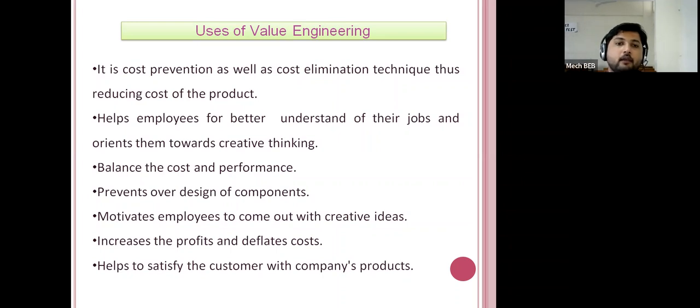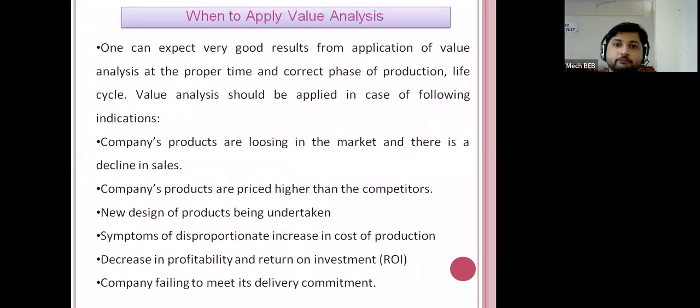Okay, so it is a cost prevention as well as cost elimination technique, thus reducing the cost of the product. It helps employees better understand their jobs and orients them towards creative thinking, balances cost and performance, prevents over-designing of a component, motivates employees to come out with creative ideas, increases the profit and deflects the cost, and helps to satisfy the customer with the company's products. Okay, when to apply value analysis.